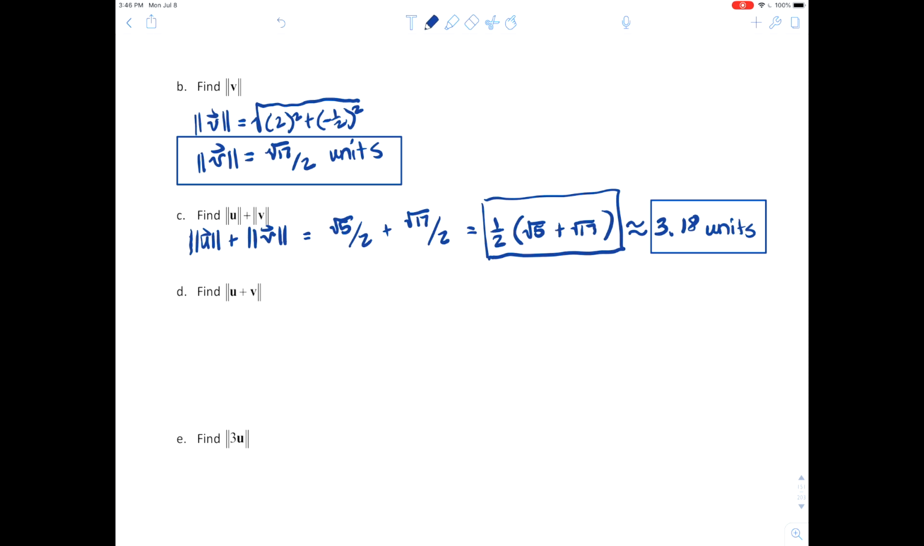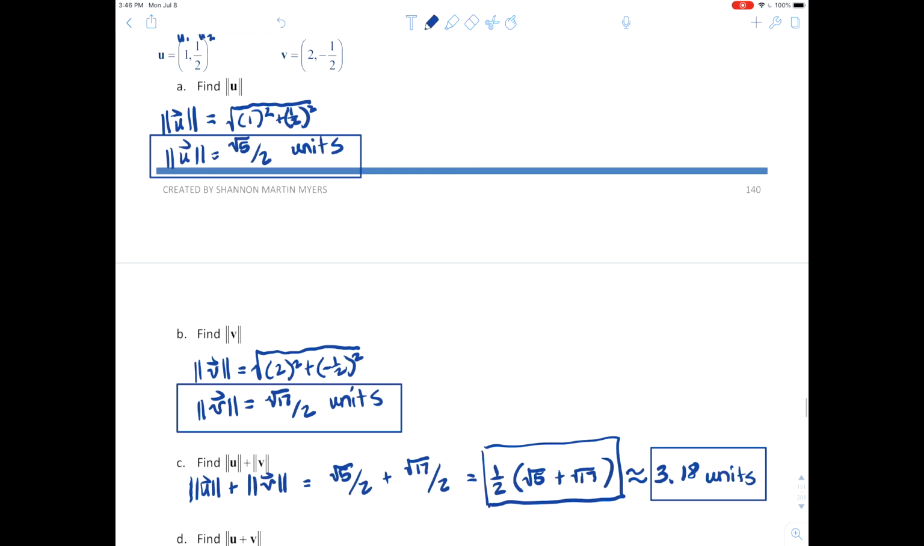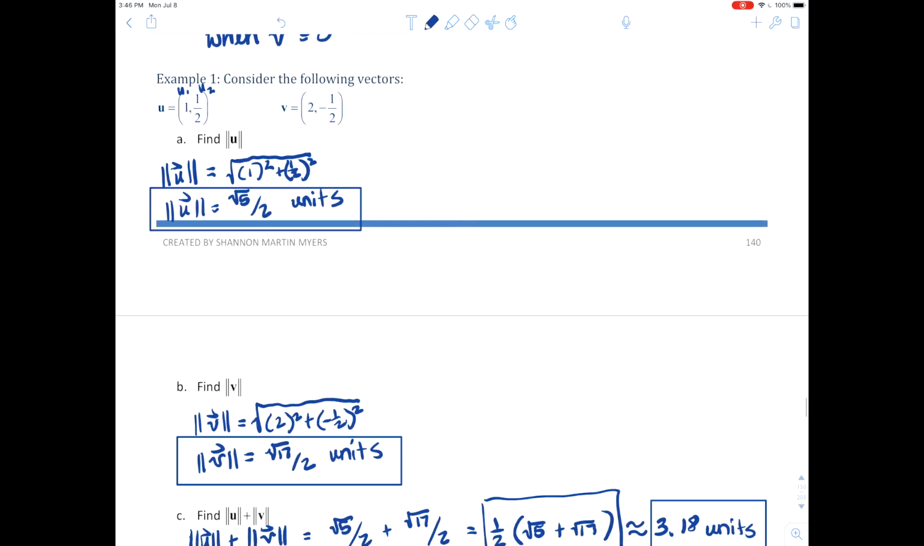All right, well, you probably see where I'm going with this. Now, what if we sum the vectors first? So the magnitude of u plus v, remember what those were. We might as well plug that in. U was 1, 1/2.